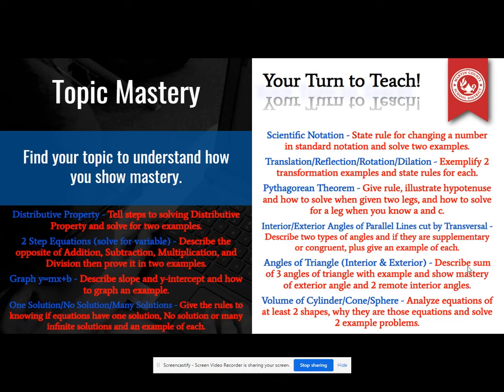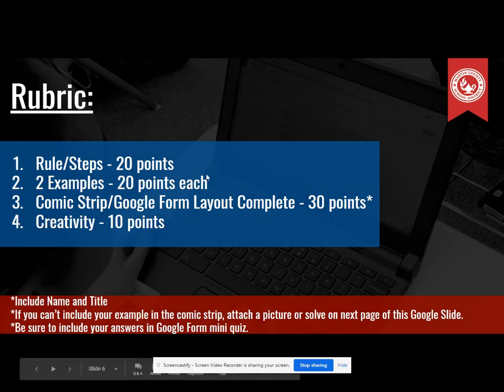Okay, so read through these after you've chosen your topic, and it will basically tell you to tell me the steps or tell me how you solve it in this manner, and then make sure that you give me two examples. Okay, so read through this again, giving the rules or give the steps, describe the two types of angles, and you'll see what you have to do to show mastery. All right, and here's your rubric.